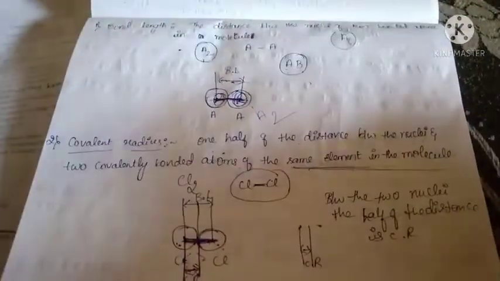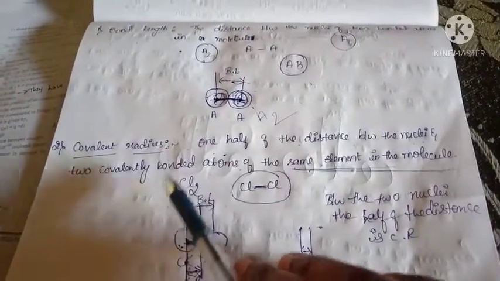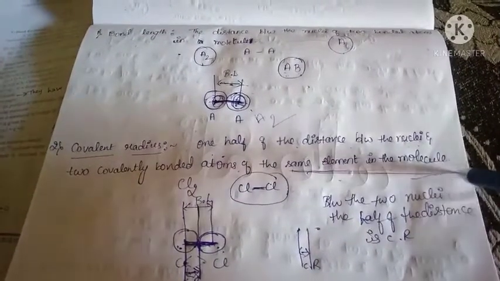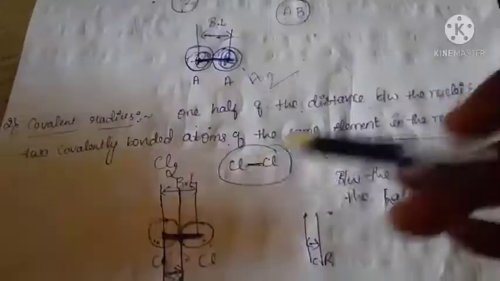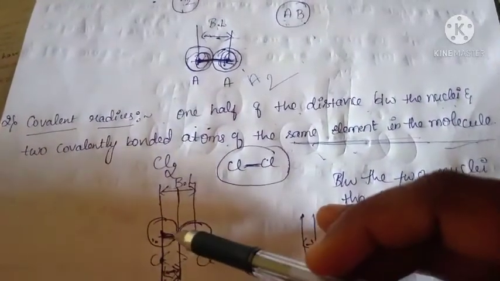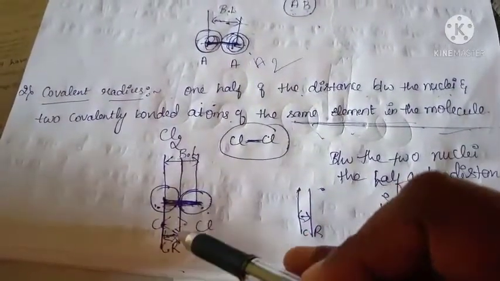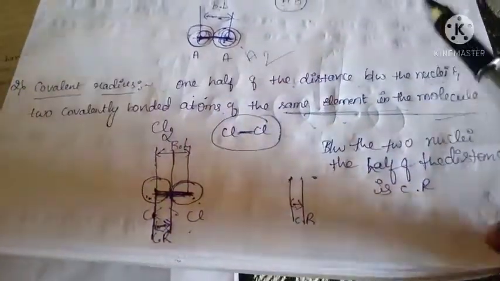Next is covalent radius. Covalent radius means 1/2 of the distance between the nuclei of two covalently bonded atoms of the same element in the molecule. Here they are considering the same element. In that, this distance is called a bond length. The half of this distance is called a covalent radius.